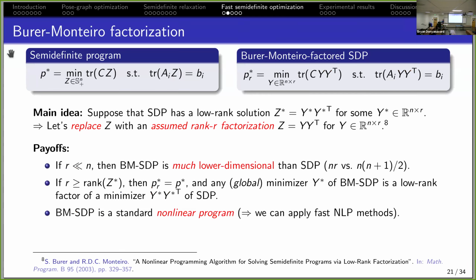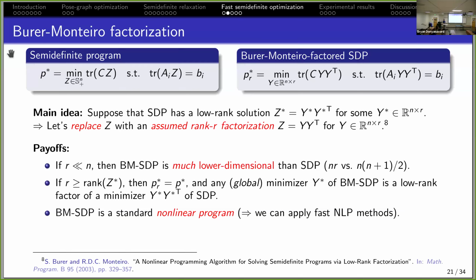Okay, so what does that get me? It gets me a couple things. If the rank of my solution is much, much less than n, then the dimension of my search space for this problem is way tinier than the dimension of my search space over here. So that's already my problem is way more compact to write down. Secondly, it's not too hard to convince yourself that as long as I pick this rank parameter r sufficiently large, any minimizer over here can be represented by an associated low rank factorization over here. And therefore, if I solve this problem and I find a global minimizer, Y, that global minimizer actually gives me a low rank factor for a solution of my original SDP.